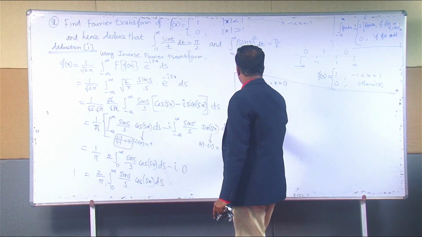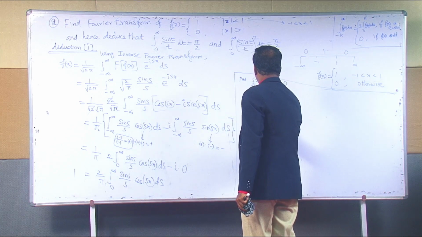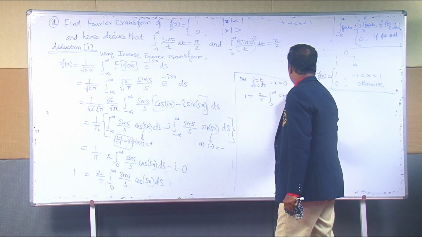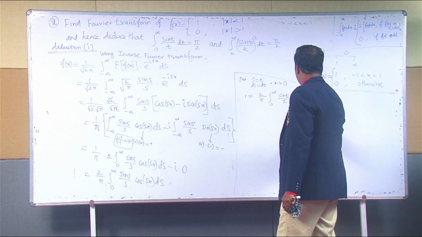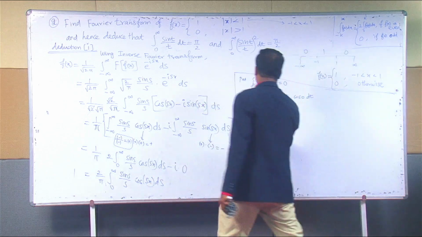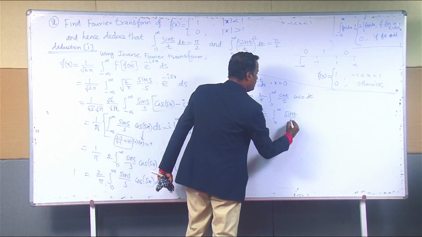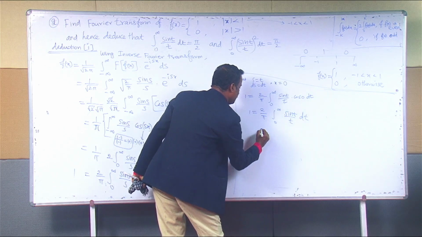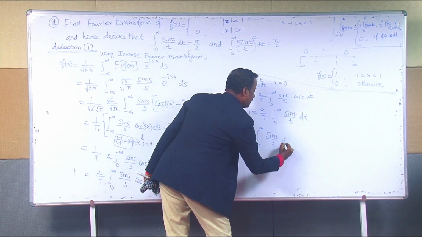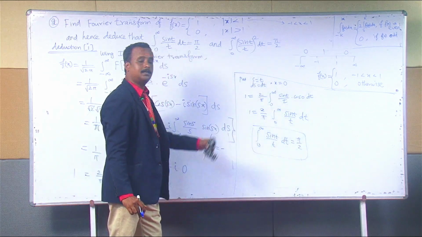So, 1 equal to 2 by pi integral 0 to infinity sin t divided by t into cos 0 into dt, because at x equal to 0, cos 0 equals 1. So, we get 1 equal to 2 by pi integral 0 to infinity sin t by t dt. Therefore, integral 0 to infinity sin t by t, it comes to the left hand side, means we get pi by 2. This is the first part of the deduction, okay.